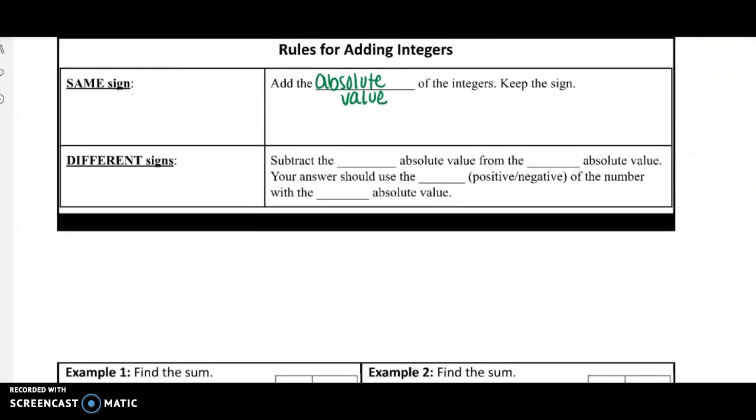Different signs, we subtract the absolute values. We subtract the lesser absolute value from the greater absolute value. So big minus small is pretty much all we do. And then your answer should use the sign, whether that's positive or negative, of the number with the greater absolute value. So our bigger number should have the same sign as our answer.